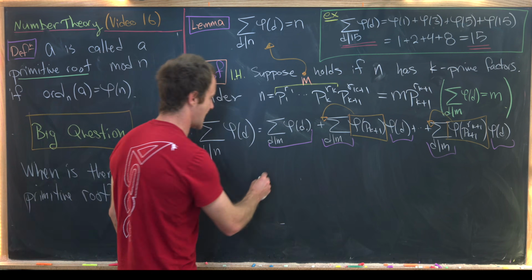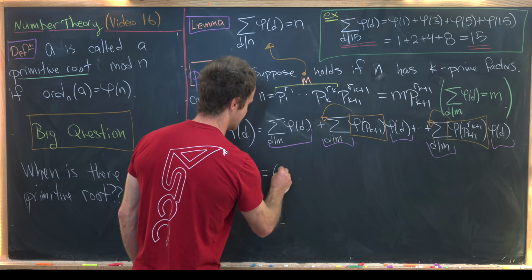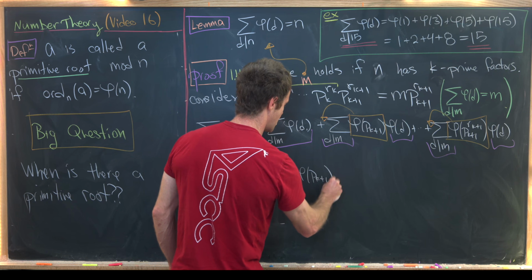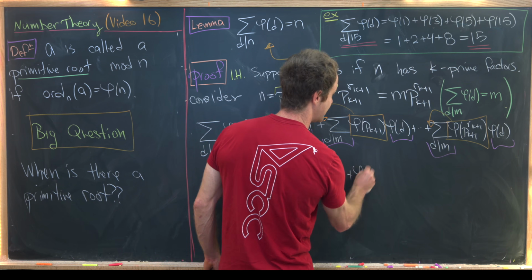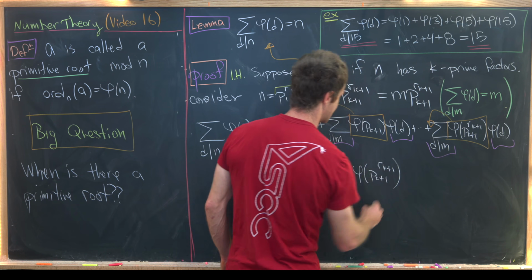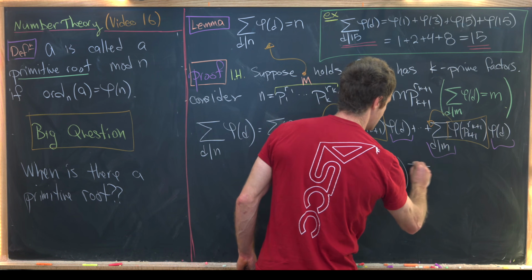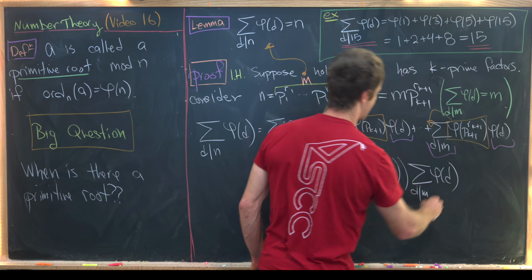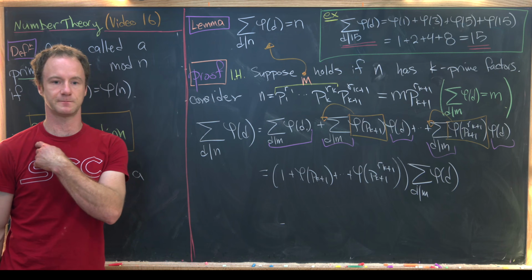So that means that we have something that looks like this. 1 plus phi of p sub k plus 1, all the way up to phi of p sub k plus 1 to the r sub k plus 1. That's what we factored out. And then the sum over all the divisors of m of phi evaluated at those divisors.